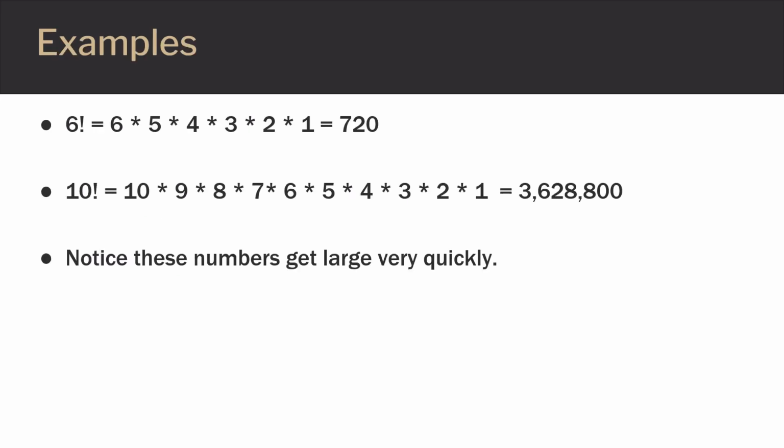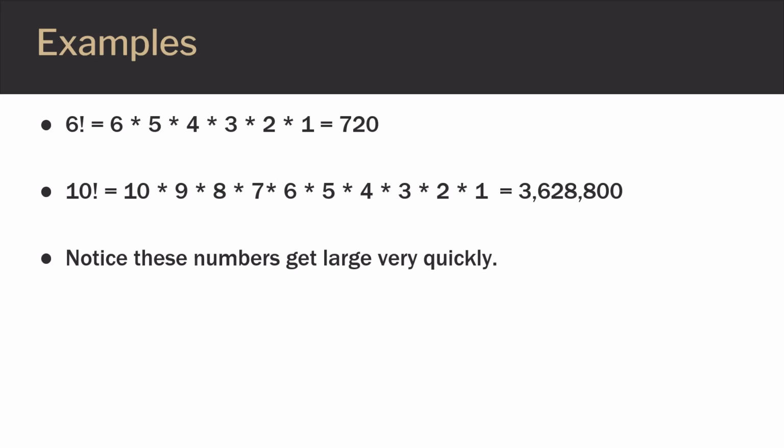Let's look at some examples and see how this works. 6 factorial is equal to 6 times 5 times 4 times 3 times 2 times 1. If you put this into your calculator, you get 720. You can find 10 factorial the same way, 10 times 9 times 8, etc., all the way down to 1.